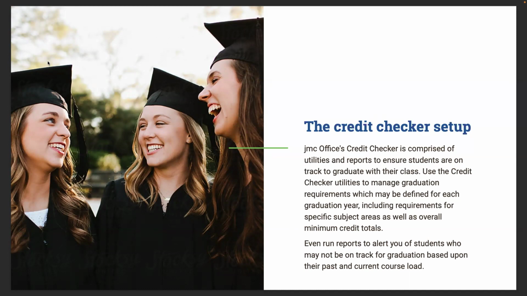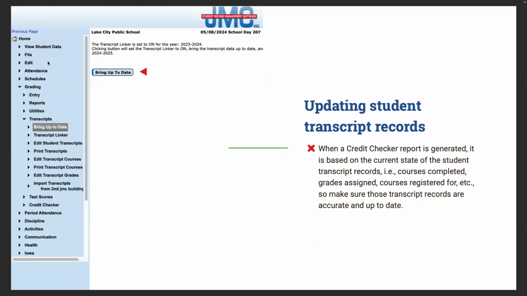You can even run reports to alert you of students who may not be on track for graduation based on their past and current course load. When a credit checker report is generated, it is based on the current state of the student's transcript records. So courses completed, grades assigned, courses that they're registered for. So you can make sure those transcript records are accurate and up to date.